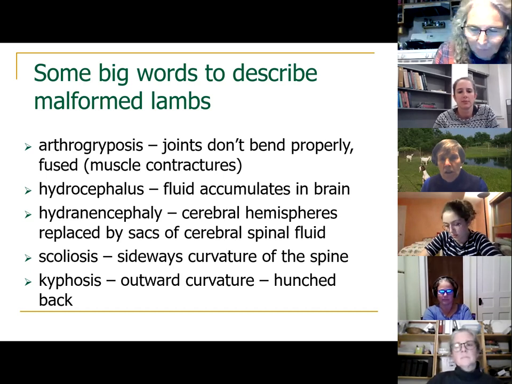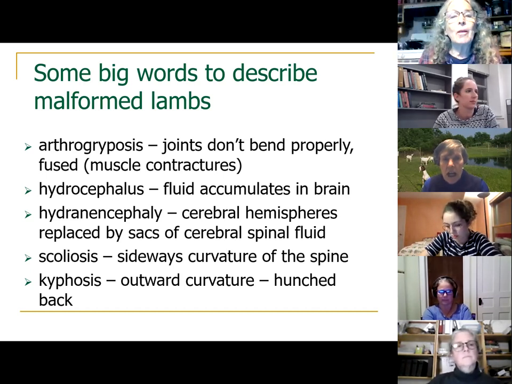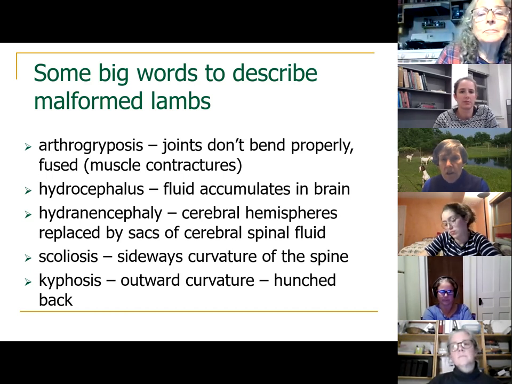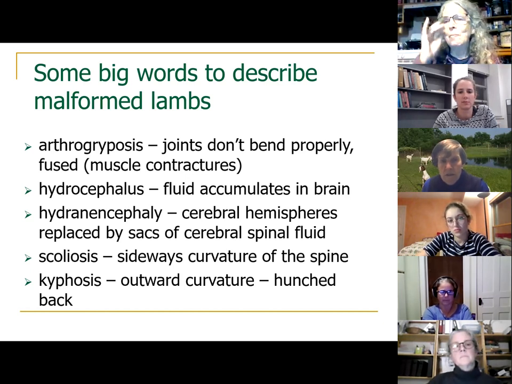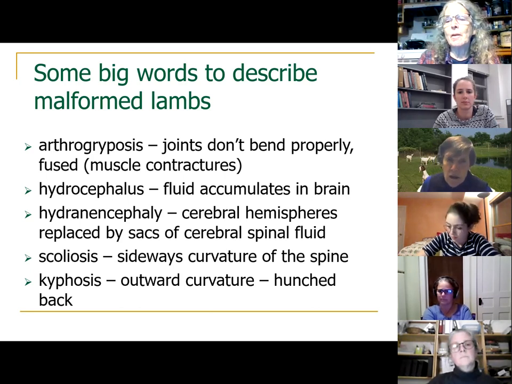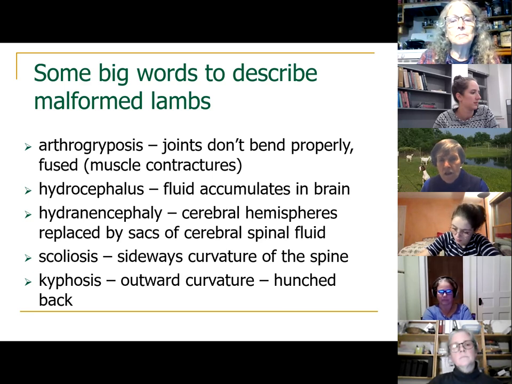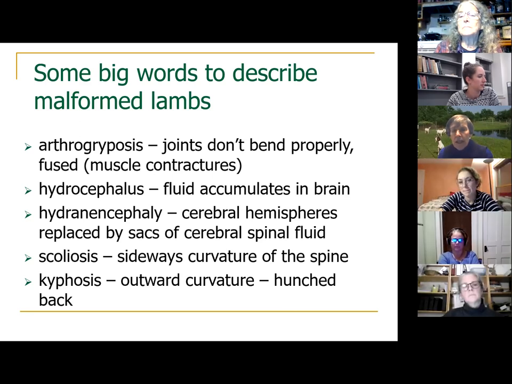The first of these big words is arthrogryposis, arthro meaning joint. And it's a fusing of the joint of the lamb because the muscles have contracted in such a way that the joint doesn't bend properly. Hydrocephalus, you may have heard about relative to puppies or even human babies, where fluid accumulates in the brain. Hydranencephaly is a more serious version of that, where the upper part of the brain, the cerebral hemispheres, are replaced by sacs of fluid, which is cerebral spinal fluid, but there should have been brain there instead.